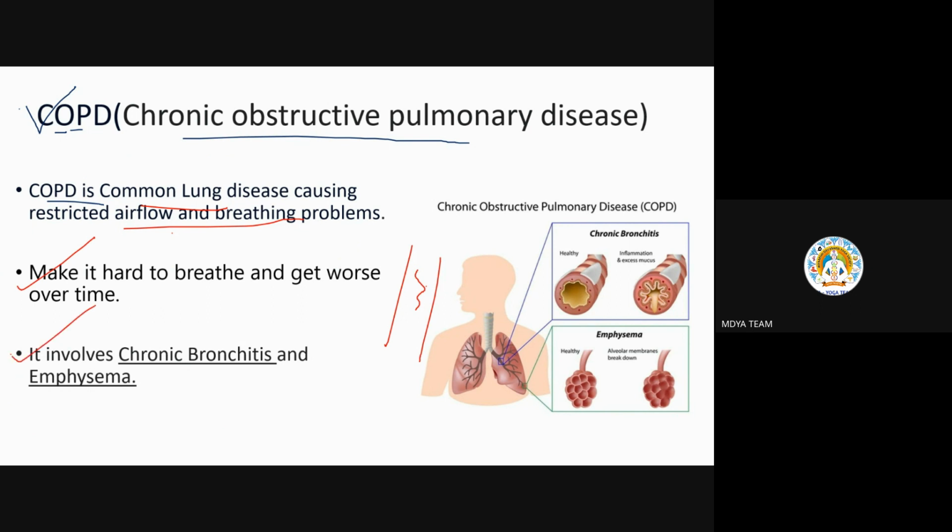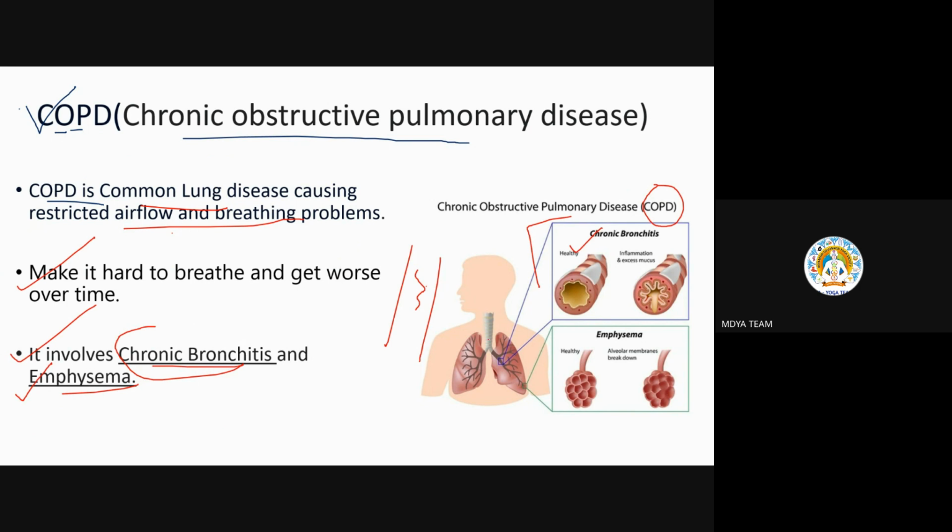It involves chronic bronchitis and emphysema. So what exactly we have to study in this disease is chronic bronchitis. Our disease is chronic bronchitis, and we will just see a little about emphysema. See this diagram. Come to this chronic obstructive pulmonary disease, COPD. This is the combination of chronic bronchitis and emphysema.